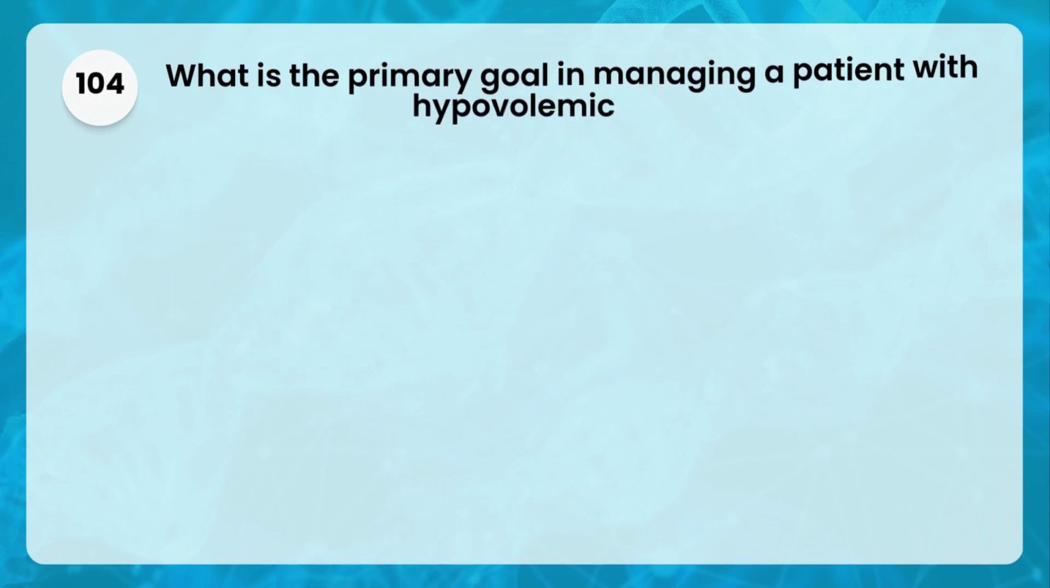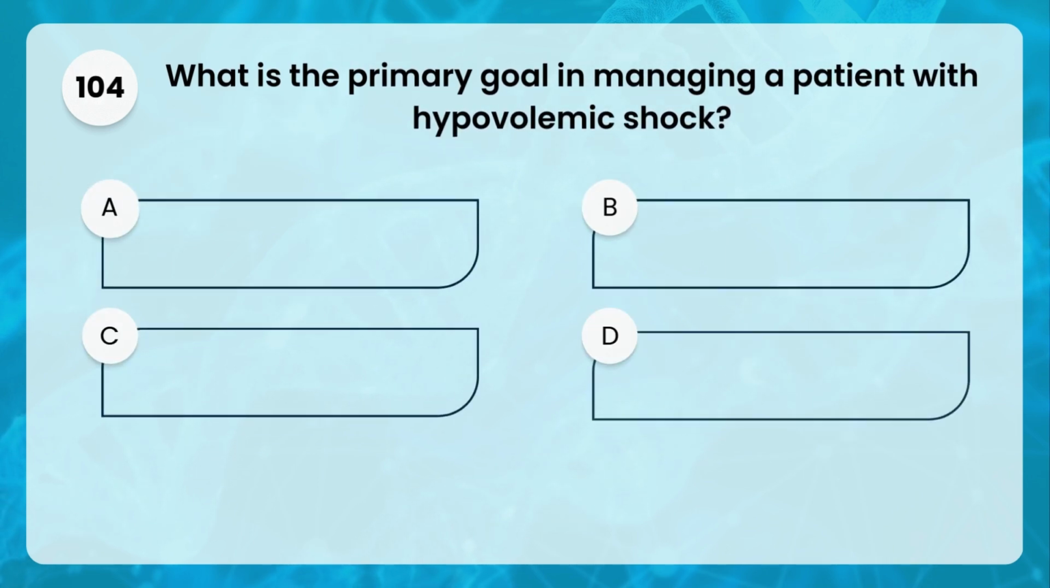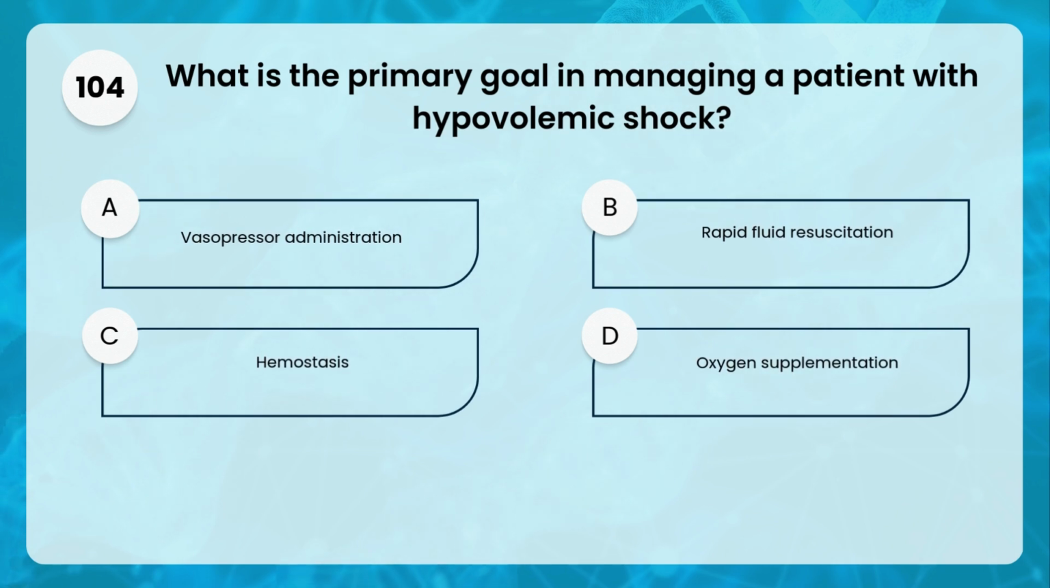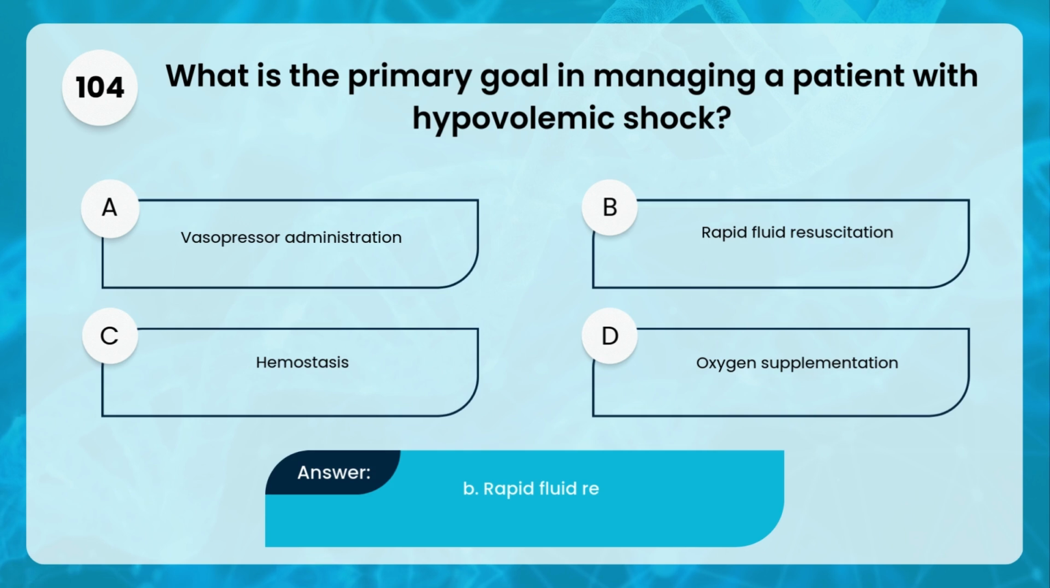104. What is the primary goal in managing a patient with hypovolemic shock? A, vasopressor administration. B, rapid fluid resuscitation. C, hemostasis. Or D, oxygen supplementation. The answer is B, rapid fluid resuscitation.